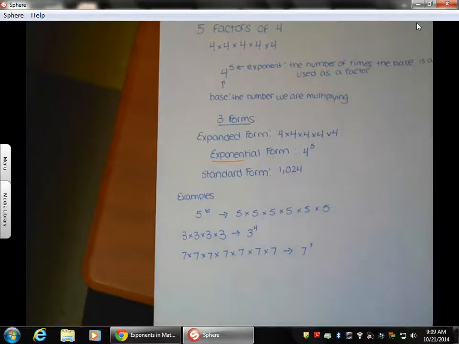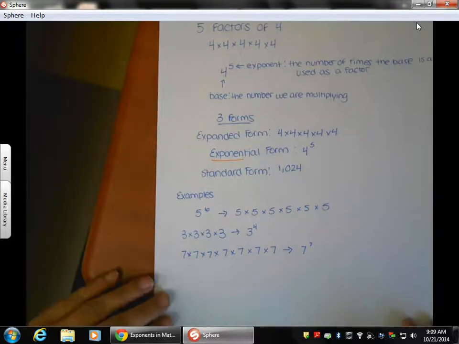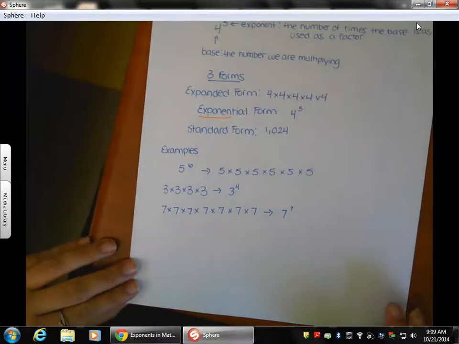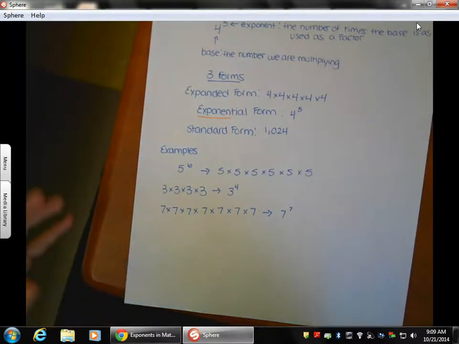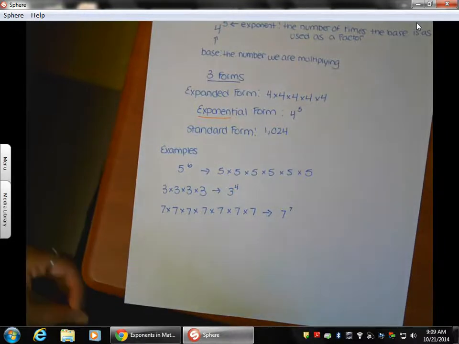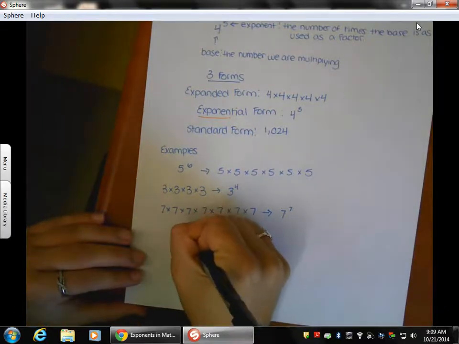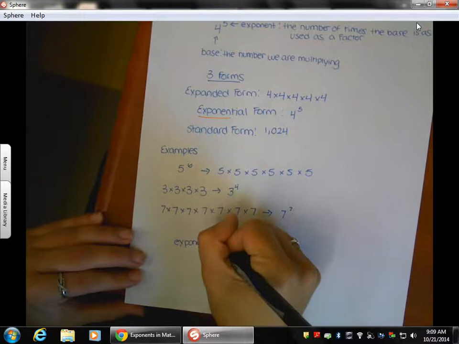The last thing that I want to talk about before I have you do some examples on your own for homework is some vocabulary and some language that we use with this. So let's just talk about some of the vocabulary. The first thing is exponent. We learned about exponents and we know what they mean. We know that it's the number of times the base is used as a factor. However, you're not always going to say exponent in your language. They might say power. So we have to know that exponent equals power.